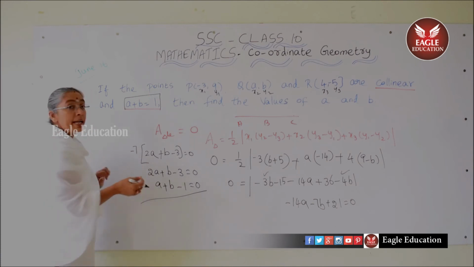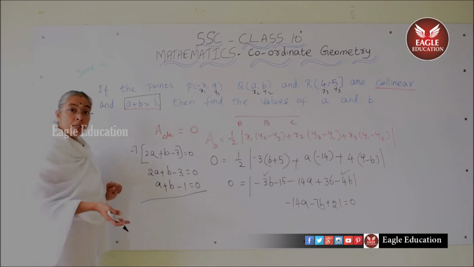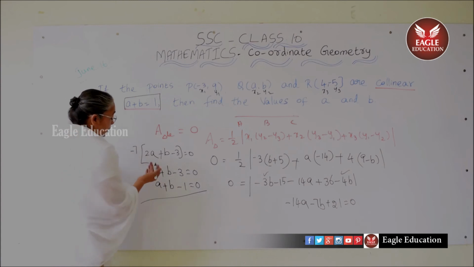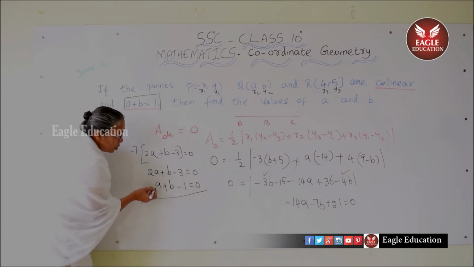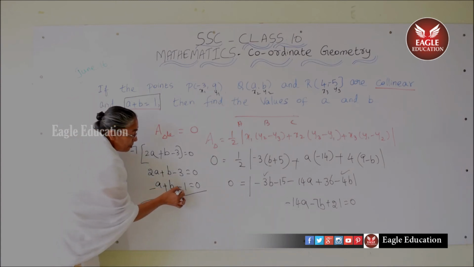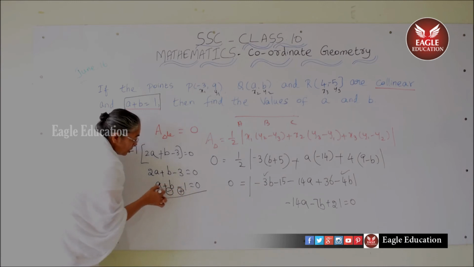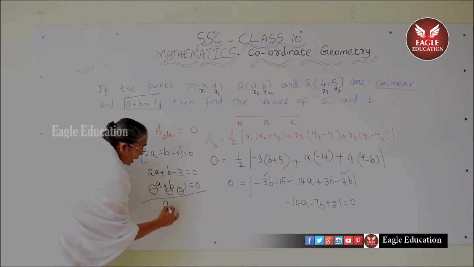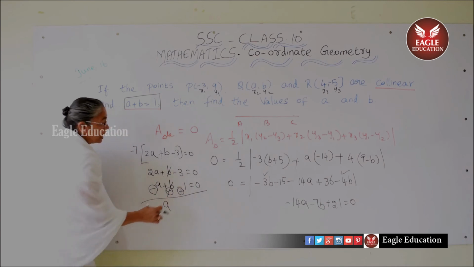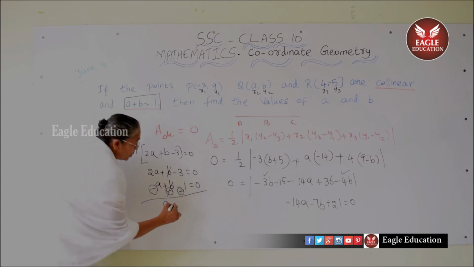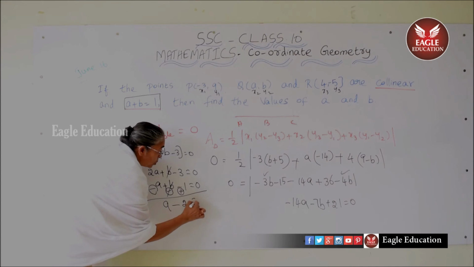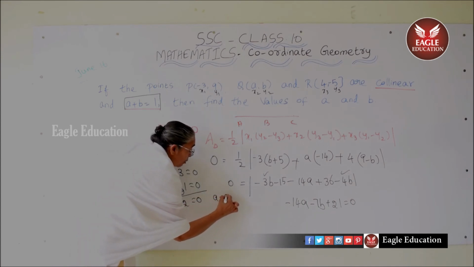We can solve by any method, either the elimination method or the substitution method. I will apply the elimination method here. Subtracting the second equation from the first equation: 2a minus a, plus b minus b gets cancelled, and minus 3 plus 1, which is minus 2. So, the a value is equal to 2.